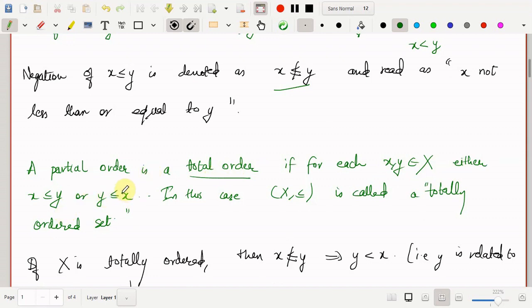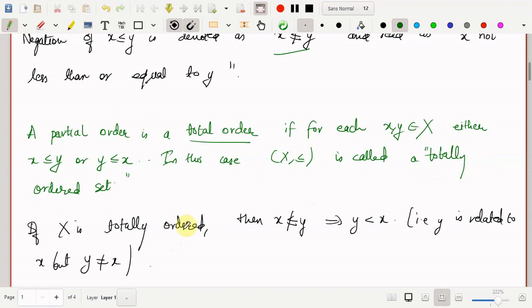So you need to understand that it is not a standard less than or equal to relation. It is some partial order relation that is defined on that particular set. So in this case, the set x with this relation is called totally ordered. Sometimes we simply write it as x is totally ordered, which means you need to understand that the order relation defined on it is a total order. Okay, so now we are ready.